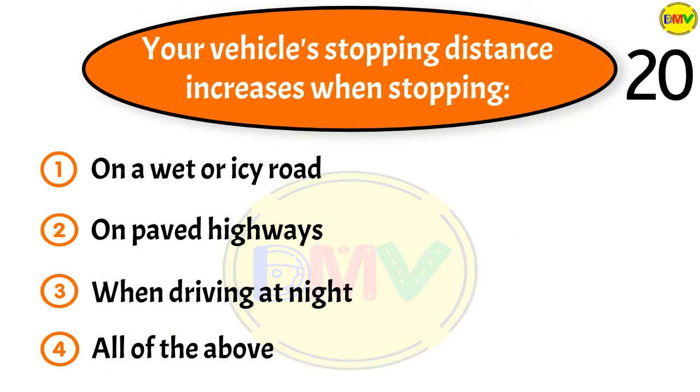Question 20. Your vehicle's stopping distance increases when stopping 1. On a wet or icy road. 2. On paved highways. 3. When driving at night. 4. All of the above. The correct answer is 1. Stopping distances increase on wet or icy roads. Stopping distances also increase on road surfaces covered in loose gravel or stones.